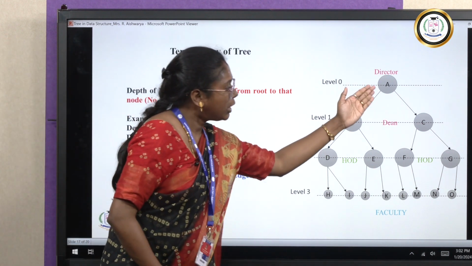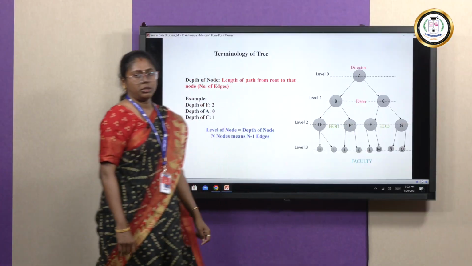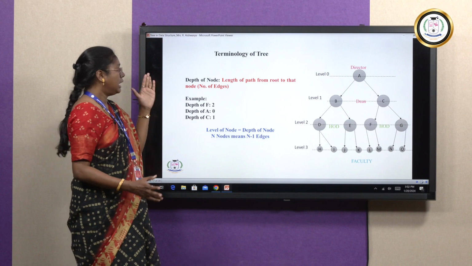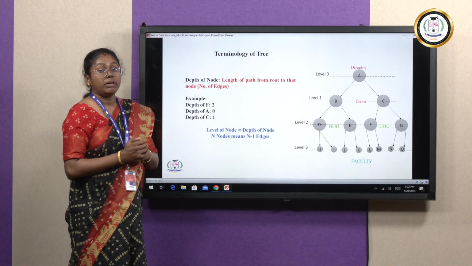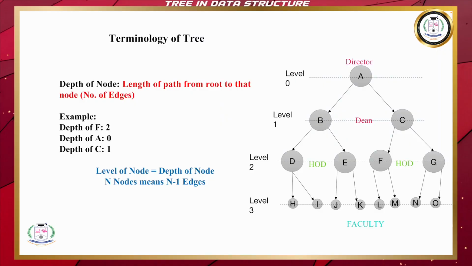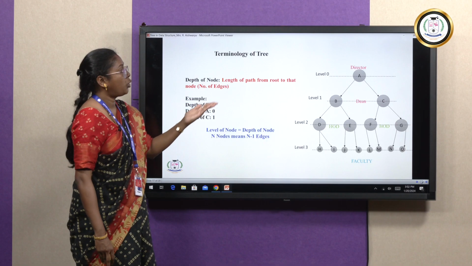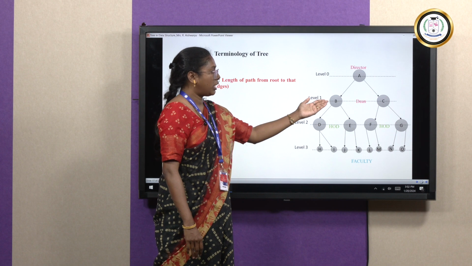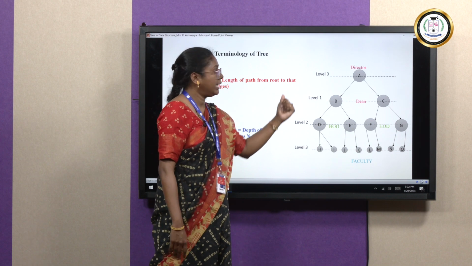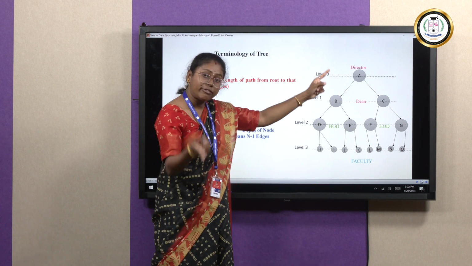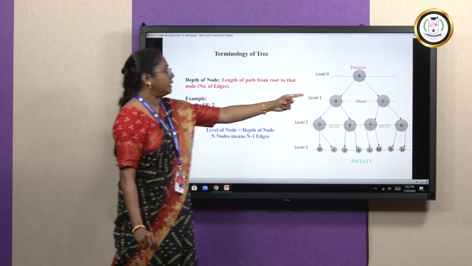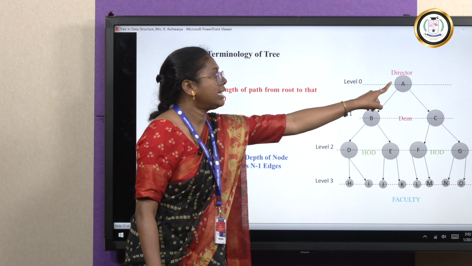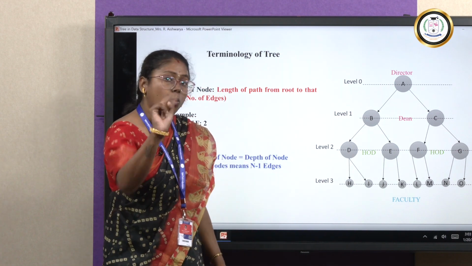Let's see the last one, the depth of C. C is here. From the root to that particular node, it is 1. You have to know the difference between the depth of the node and the height of the node. The level of the node and the depth of the node are the same. For example, the level of B is level 1. How do we calculate it? From the root, start from 0 and increment the value by 1. Now the depth of B: starting from the root, how many paths will there be? 1 path will be there.